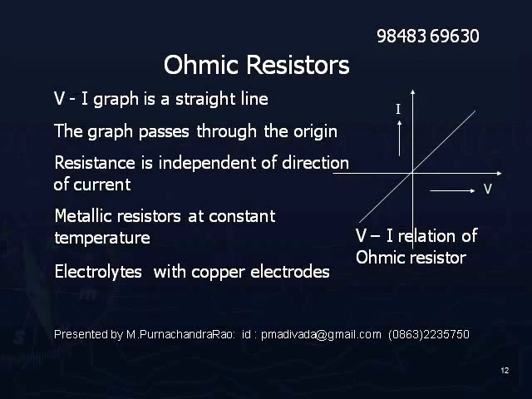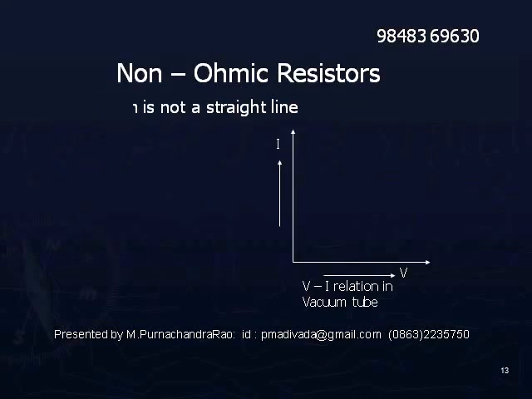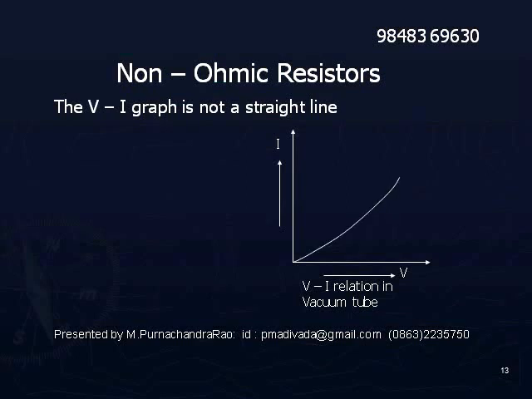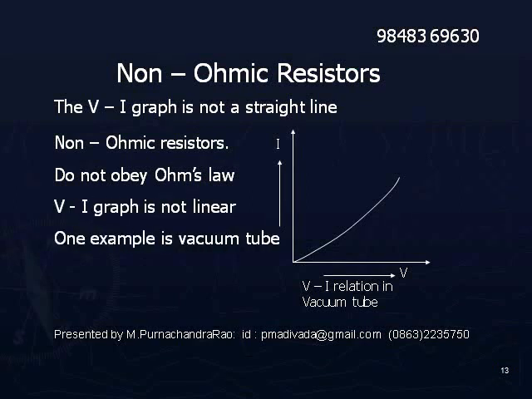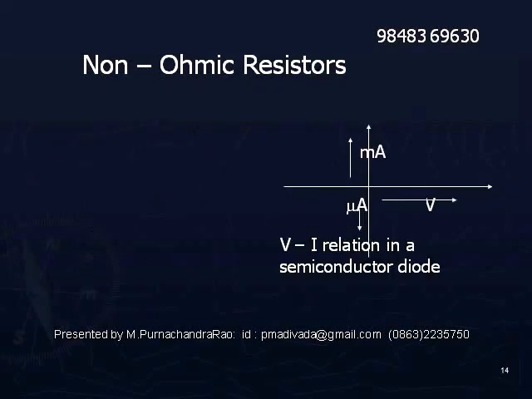If Ohm's law is not obeyed, then such resistors are known as non-ohmic resistors. Then the curve between potential difference and current is not a straight line; it is non-linear. In the graph below, we are showing the increase of current with voltage, but it is not constant. The current increases more with the voltage. So this is one type of non-ohmic resistor.